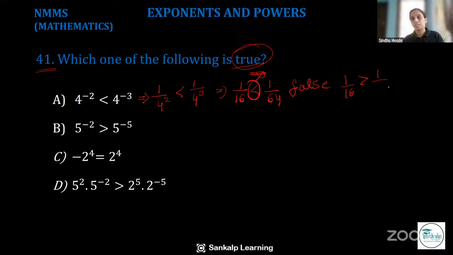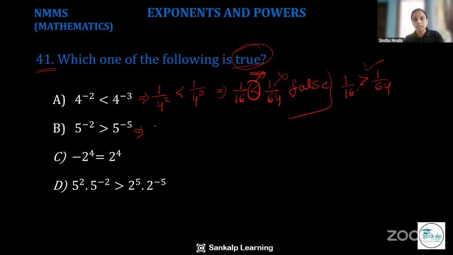Greater than 1 by 64. But this statement tells that it is less than. Okay, so this is correct. This one is wrong. Then B, 5 raised to minus 2 is greater than 5 raised to minus 5.